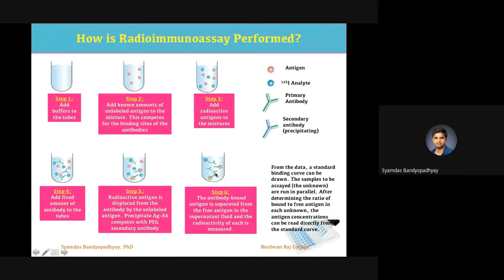So this radioactivity can now be measured using a proper system. There are several systems available. One is called a scintillation counter chamber. So you can now hold this test tube in the counting chamber, and then you can calculate the radioactivity.